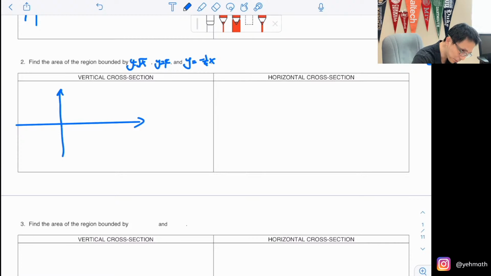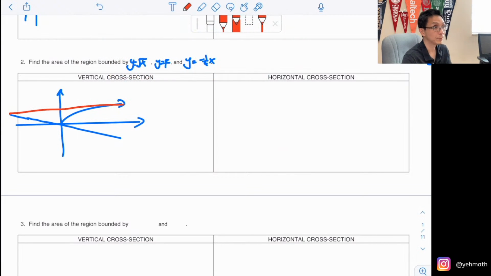And some type of square root graph, you should be able to come up with this. Sometimes a negative 1/4 x graph, you should come up with something like this. And you should have y equal to 4, so it's going to be like this. And the bounded area is this region right here. It's very interesting. Now, is this graph better to do vertically or horizontally?